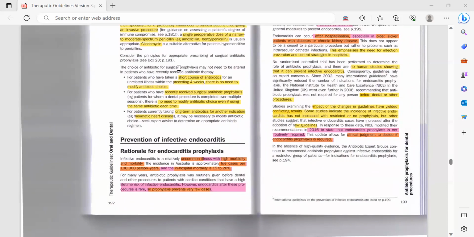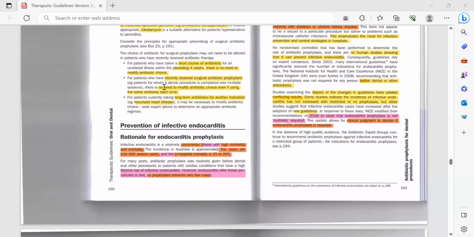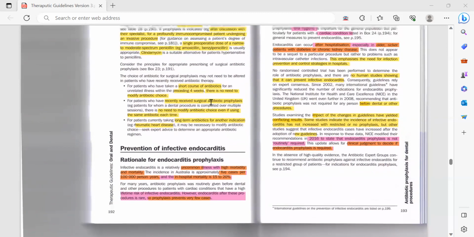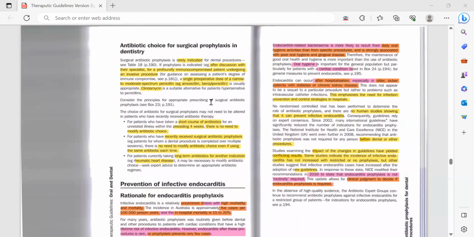Then the choice of the antibiotic for the surgical prophylaxis may not need to be altered in patients who have recently received antibiotic therapy. So even if the patient has received a short course of antibiotic within the preceding 4 weeks, there is no need to modify your antibiotic choices. Even in patients who have recently received surgical antibiotic prophylaxis, there is no need to modify. And even in patients who are taking long-term antibiotic for another indication such as rheumatic heart disease, there is no need to modify the surgical antibiotic prophylaxis choice.